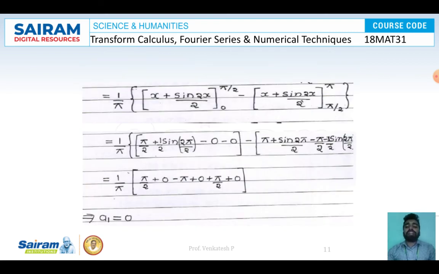So now after integration, we got 1 by pi [x plus sin 2x by 2 with the limit 0 to pi by 2, minus x plus sin 2x by 2 with the limit pi by 2 to pi]. Applying the upper limit here, I'll be getting 1 by pi [pi by 2 plus 1 by 2 sin 2 pi by 2, and lower limit will be 0. And here applying upper limit pi plus sin 2 pi by 2, minus lower limit pi by 2 minus 1 by 2 sin 2 pi by 2]. After simplifying this, I'll be getting 1 by pi [pi by 2 plus 0 minus pi plus 0 plus pi by 2 plus 0]. So the value of a1 will be equal to 0.